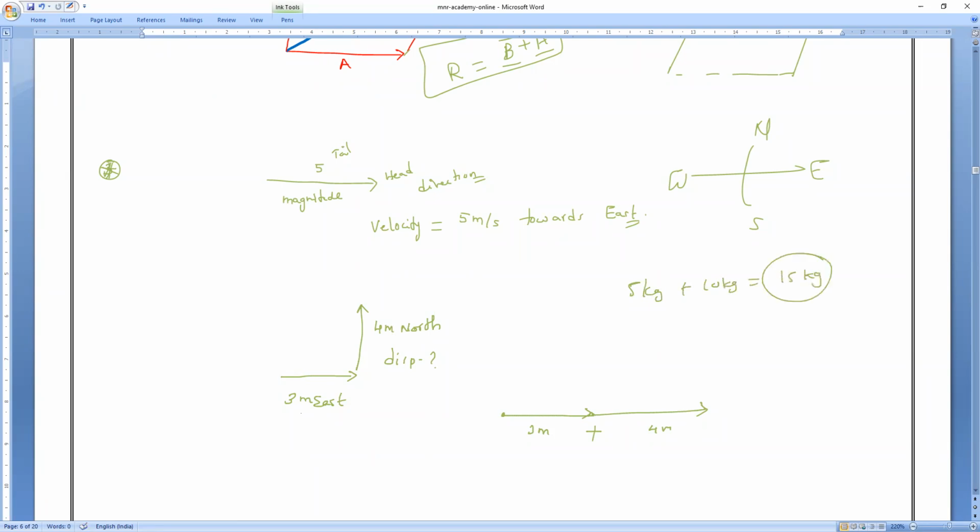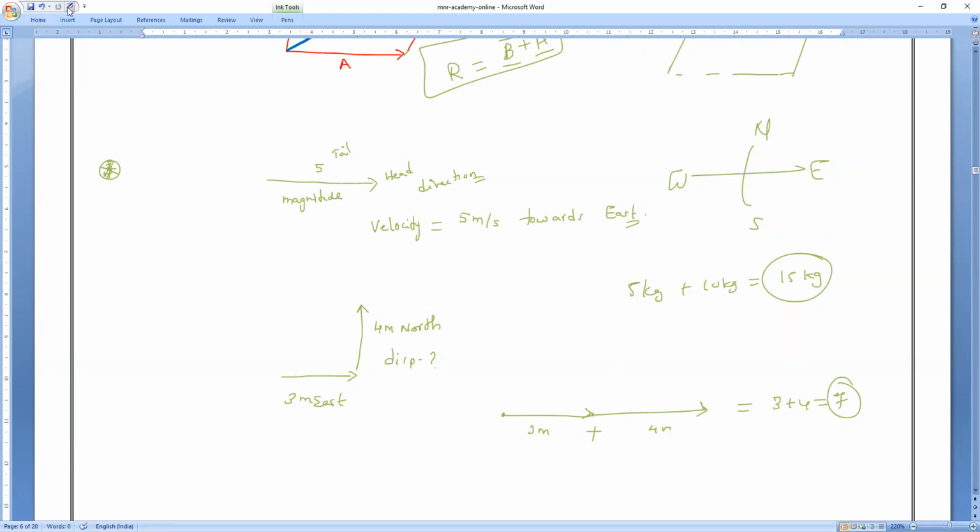Now in the same way, they have given 3 meters east and 4 meters north. So the resultant is equal to 3 plus 4, which is equal to 7. Is it right, everybody? Is it right?